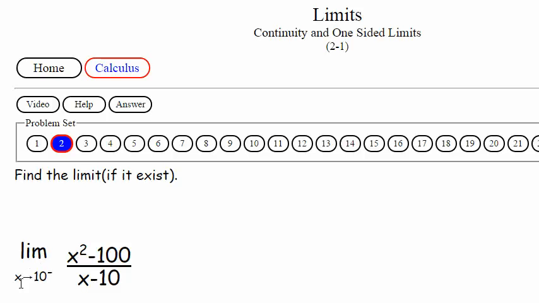We have the limit as x approaches 10. Now this little minus sign up here says we're coming in from the left only. So this is a one-sided limit. Okay, let's head over to the whiteboard.